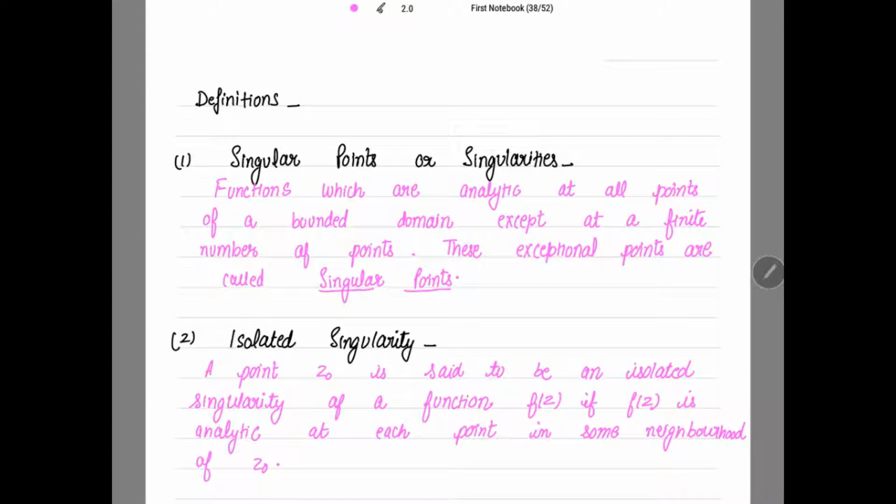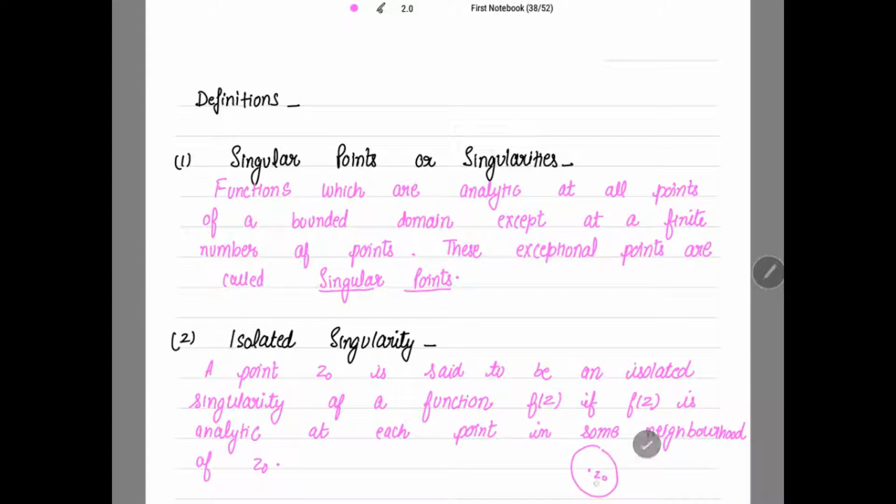Now, the second definition is isolated singularity. It's a kind of singularity named isolated singularity. Isolated, alone singularity, right? A point z0 is said to be an isolated singularity of the function f(z) if f(z) is analytic at each point in some neighborhood of z0. For example, I have the point z0 here, and I make a neighborhood of z0.